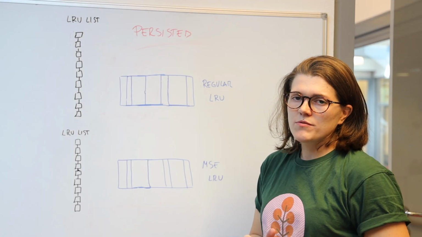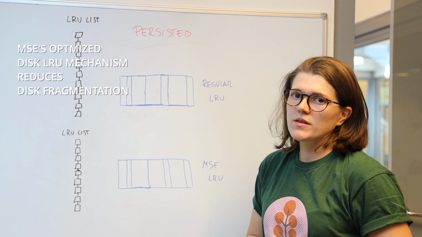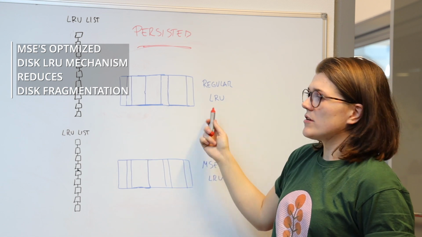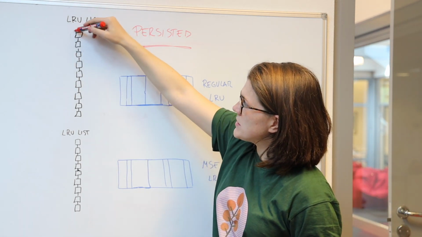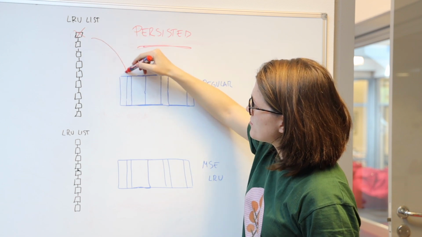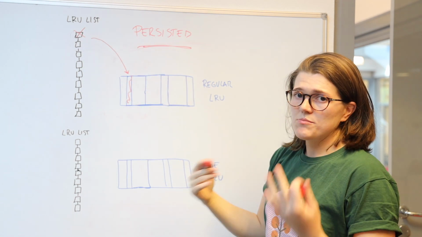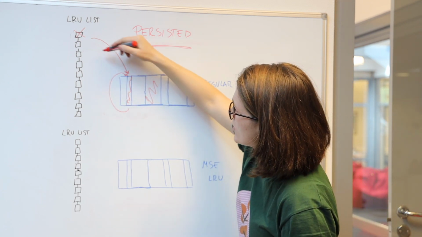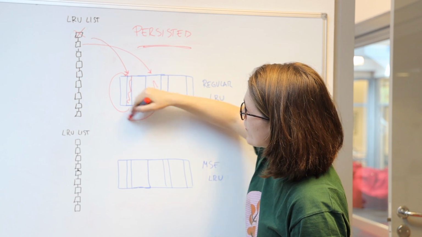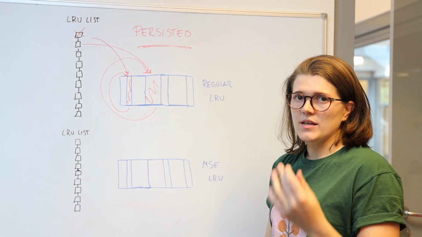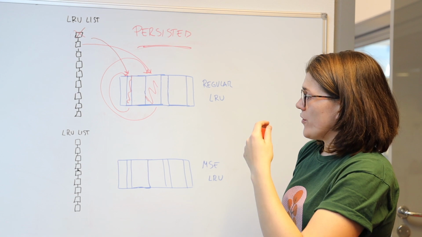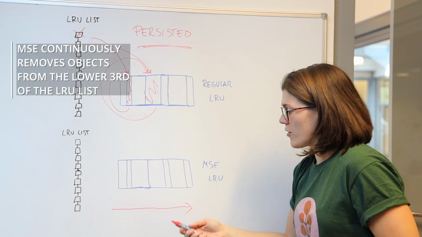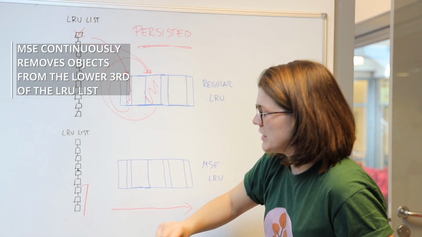Another way MSE3 reduces disk fragmentation is by implementing its own optimized LRU algorithm for persistent objects. The regular LRU will remove the least recently used objects whenever space is needed in cache. This makes it, of course, an on-demand and iterative process, which requires a high number of I/O operations and can lead to disk fragmentation.